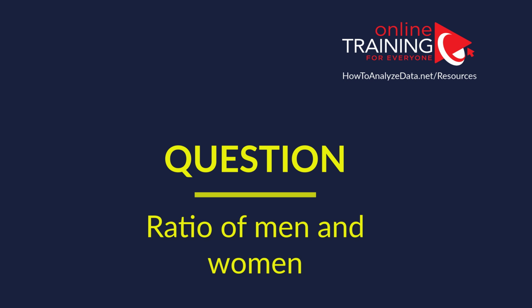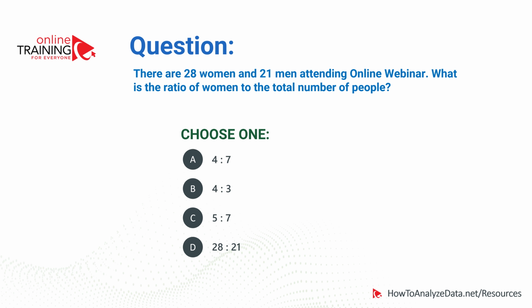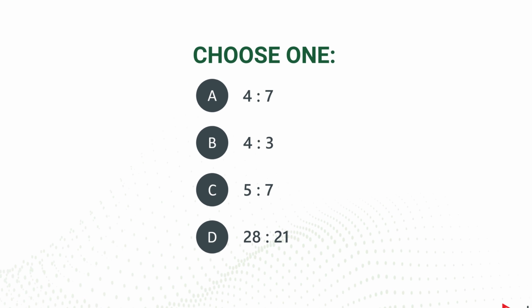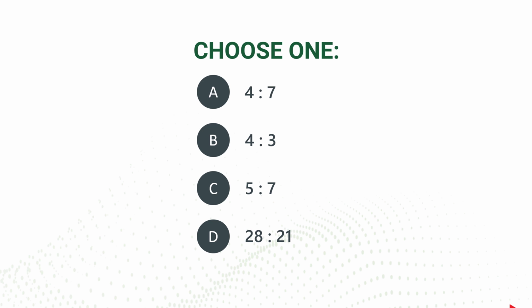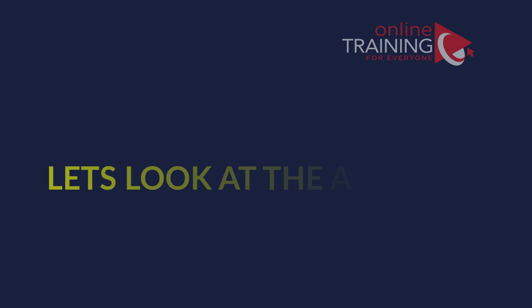Now let's look at the tricky question, which is frequently used as part of math reasoning and abstract reasoning tests. There are 28 women and 21 men attending an online webinar. What is the ratio of women to the total number of people? And there are four choices: 4:7, 4:3, 5:7, and 28:21. Which one do you think is the right answer?